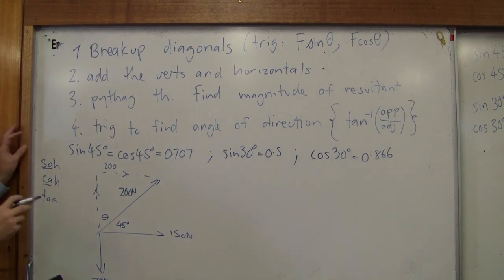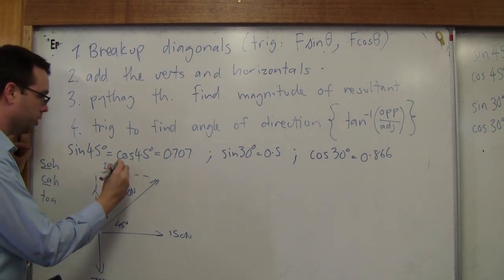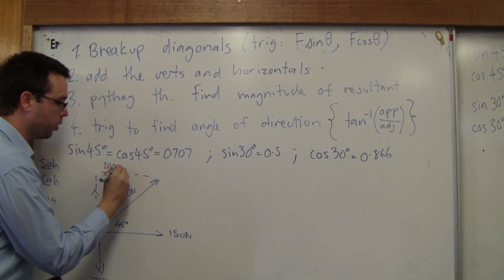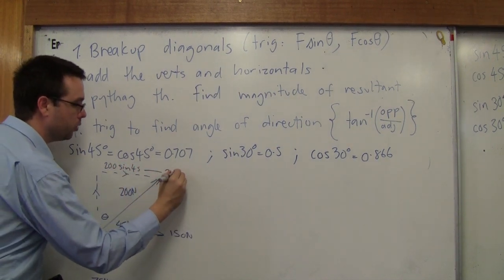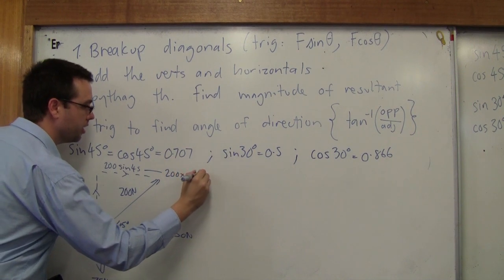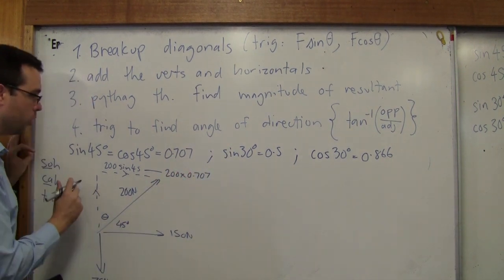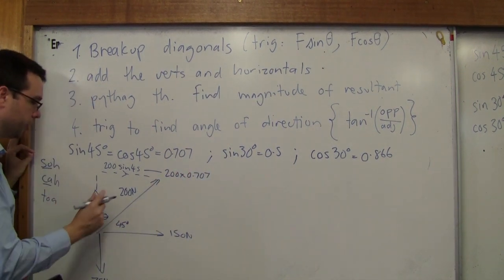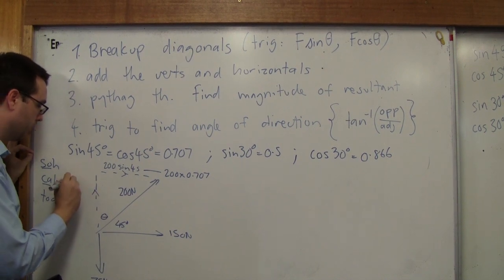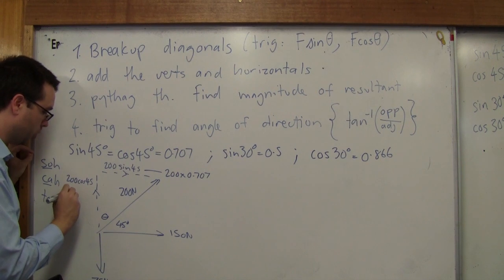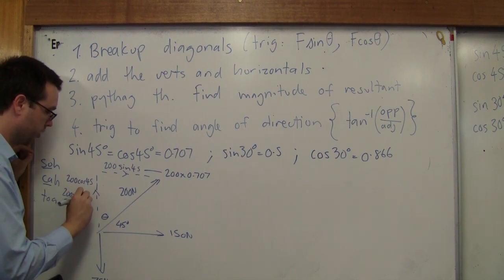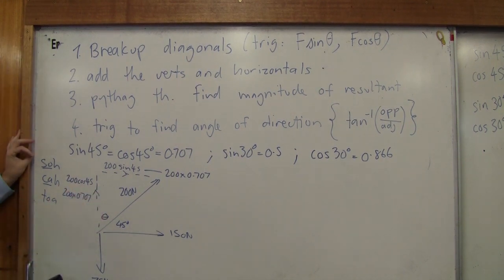Okay, so this is going to be 200. Because it's opposite, it's going to be 200 sin 45, which we know is 200 times 0.707. This one here is adjacent, so it's going to be 200 cos 45, which is also 200 times 0.707. We have that advantage because it's a common angle. We can just learn common angles, so we don't need to type it in the calculator.